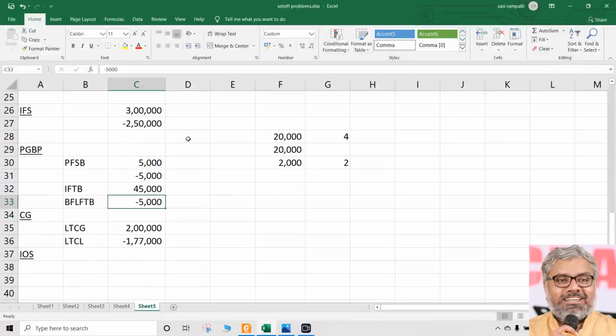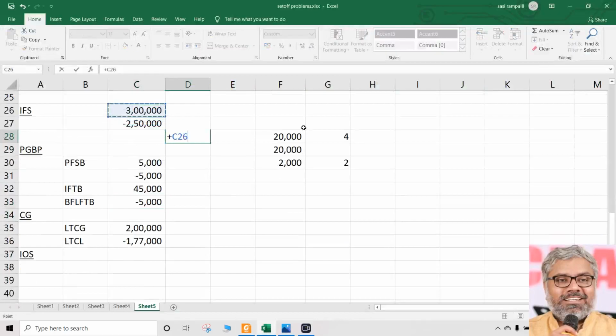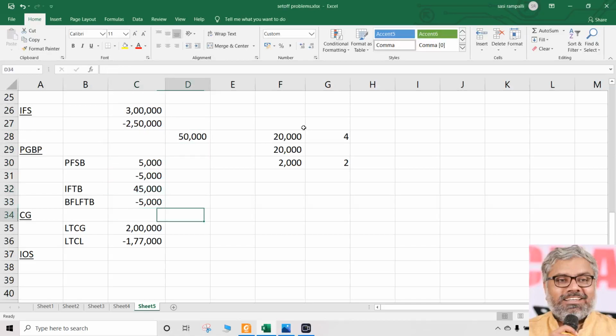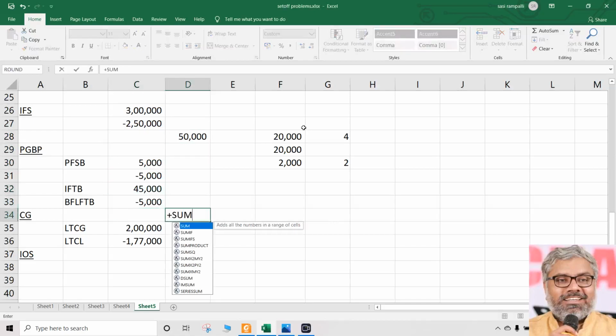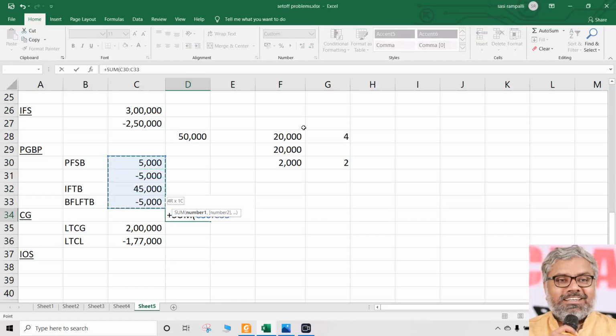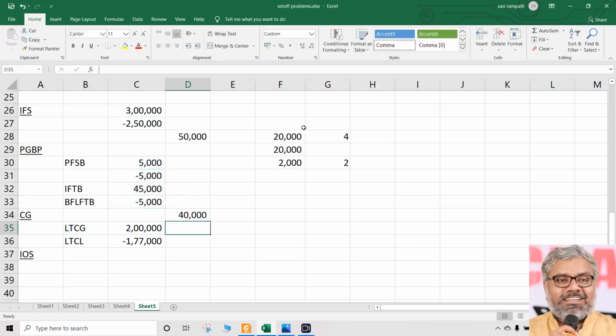So what is the income from salary finally? What we have after setting off this 50,000 and after taking into consideration all the other types of business losses and profits, what is the total of this? That is 40,000.